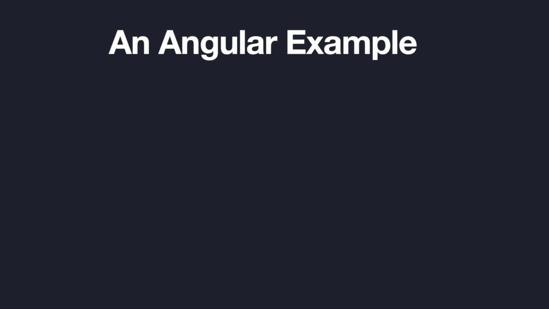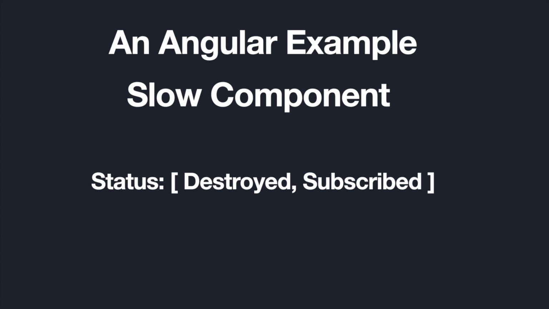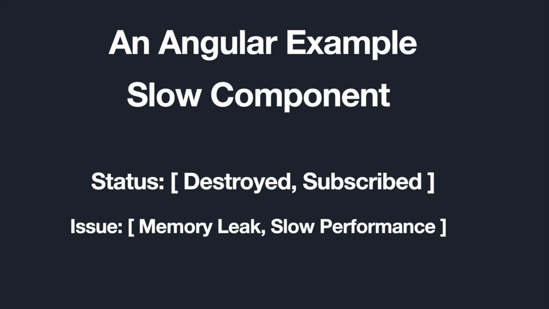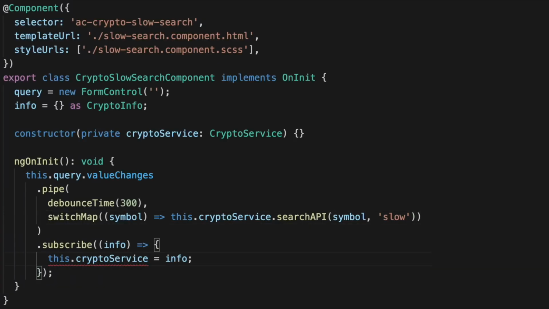So what is the status of our slow component? We know that it's destroyed, but it's still subscribed to. A memory leak, a slow performance, the outcome would be gradual performance degradation. Let's make the impact more profound by making the component trigger a shared state change within our application. This is to underline the importance of unsubscribing when a component is destroyed.